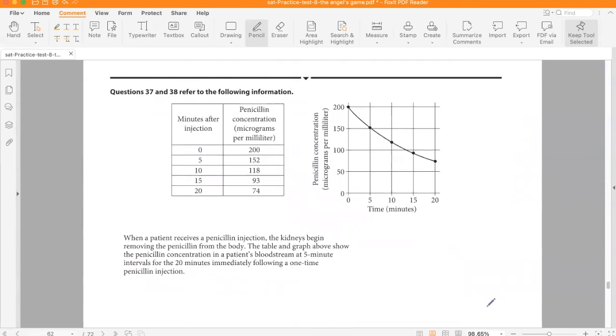When a patient receives a penicillin injection, the kidneys begin removing the penicillin from the body. The table and graph above show the penicillin concentration in a patient's bloodstream at 5-minute intervals for the 20 minutes immediately following a one-time penicillin injection. Okay, so this is the initial value, 200, and then it falls.